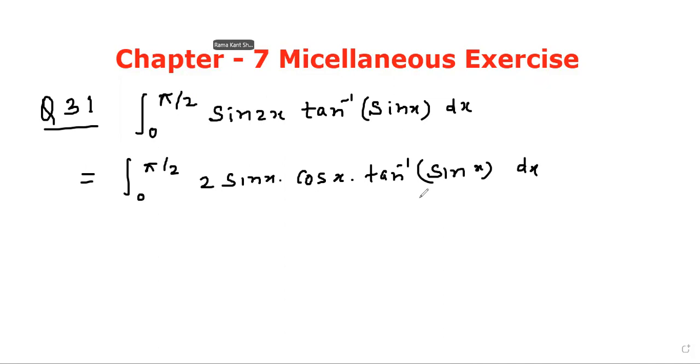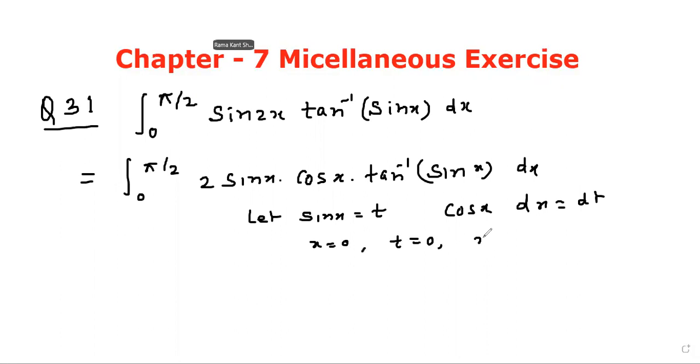Let sine x equal to t, cos x dx equal to dt. So let's change the limits. When x equal to 0, then t equal to 0. When x equal to pi by 2, t will be equal to 1. So our question will change to 0 to 1 to t tan inverse t dt.